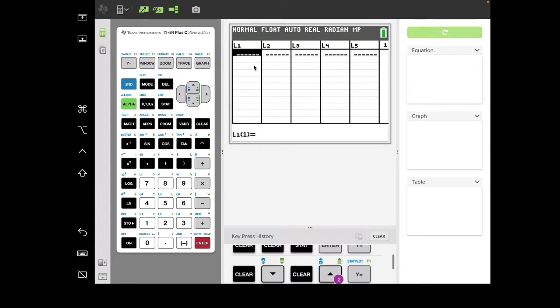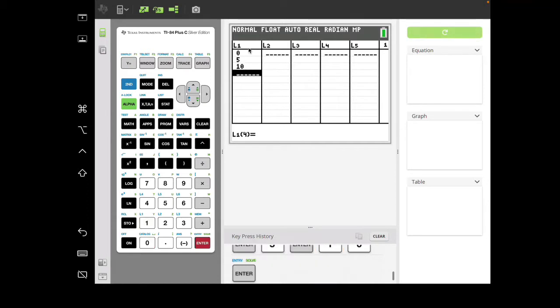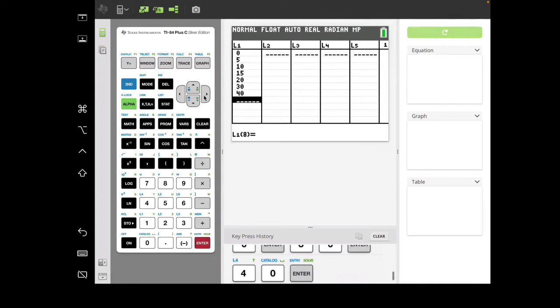That's it. So you're going to start by putting in the times. We're going to put in 0, 5, 10, 15, and 20, 30, 40. Those are your L1s. Now your corresponding L2 values would be: at 0 we have 80, at 5 we have 69, at 10 we have 61, etc. So keep filling out your chart.